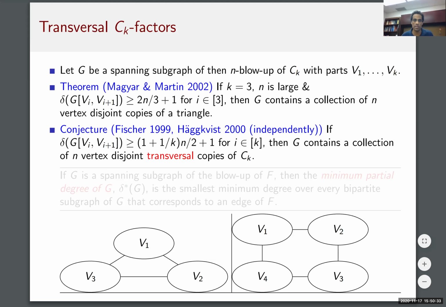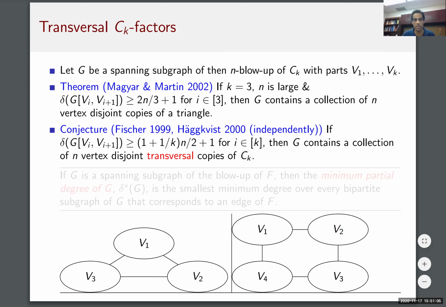n vertex-disjoint transversal copies of, let's just talk about C4 for a second, C4 if k is 4. Then we're thinking of copies of cycles that have one vertex in each one of these four parts. We're not worried about cycles that have maybe two vertices in V2, two vertices in V3. Those aren't the kind of cycles I'm interested in. I'm interested in 4-cycles that touch each one of the parts exactly once. And so the conclusion is the same.